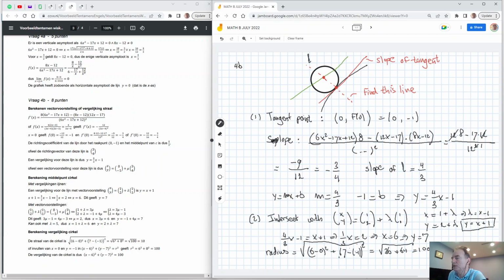Okay, I might just have space here. Then the circle is given by x minus, what was it again?